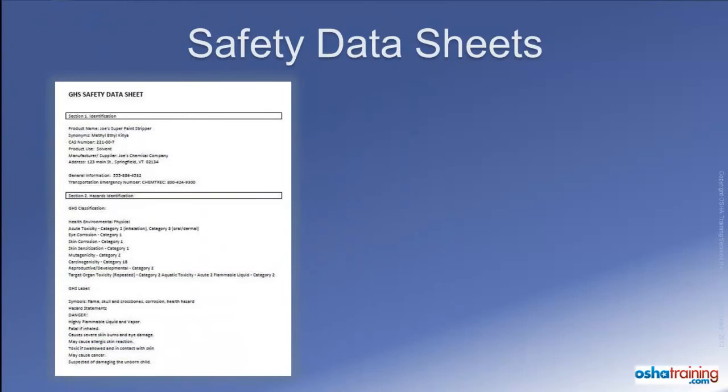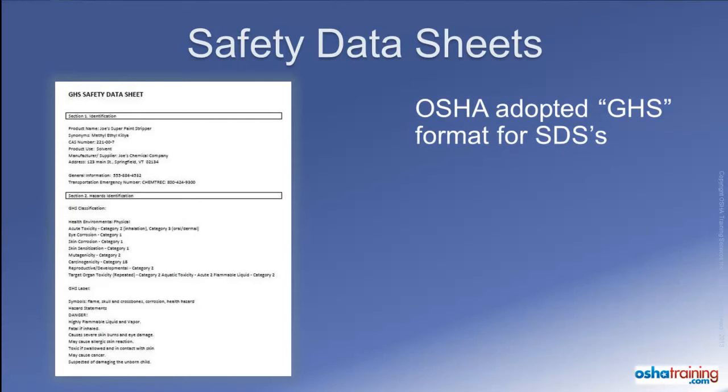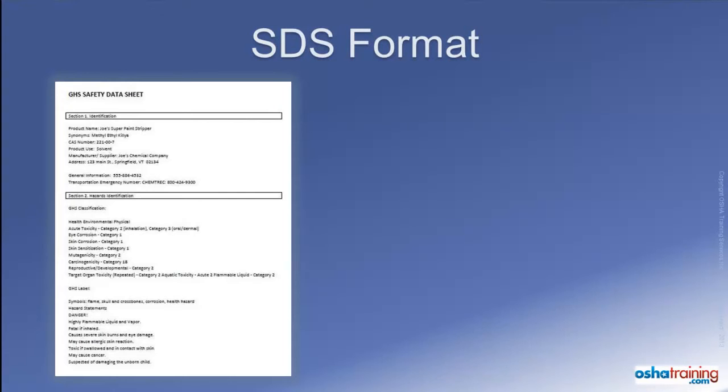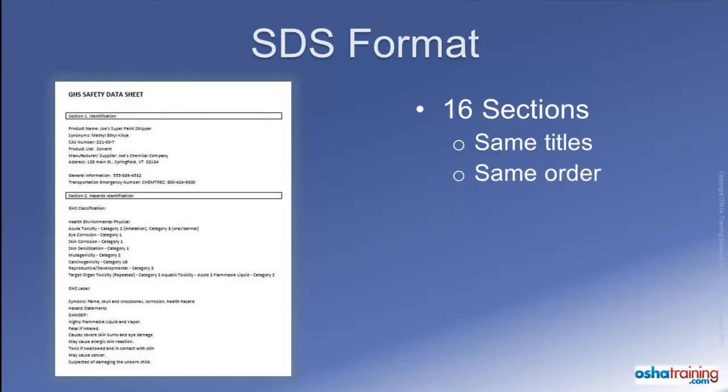As part of the revision to their HAZCOM standard, OSHA adopted the GHS formatting requirements for safety data sheets. GHS stands for the Globally Harmonized System of Classification and Labeling of Chemicals. The GHS is a standardized system, meaning there will be consistency in the information appearing in safety data sheets. In the new format, all safety data sheets will be broken down into 16 separate sections. The sections will always have the same titles and will always appear in the same order.